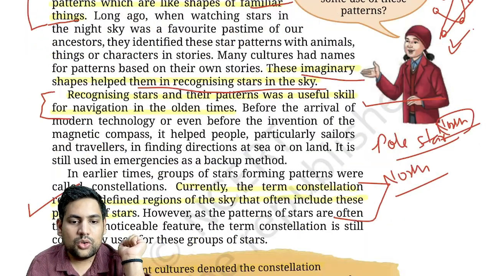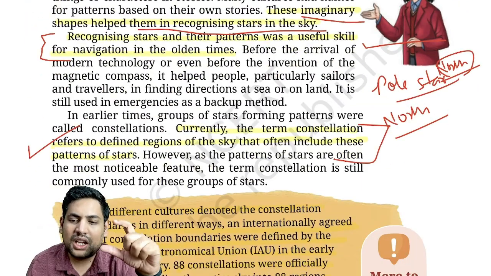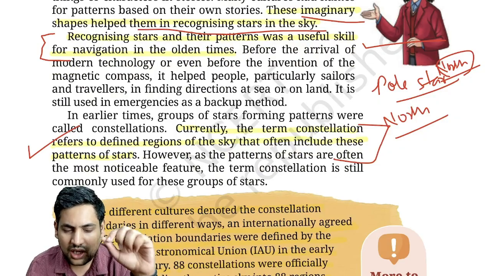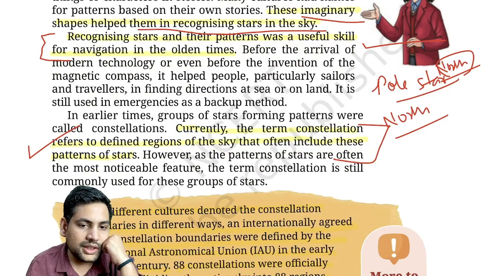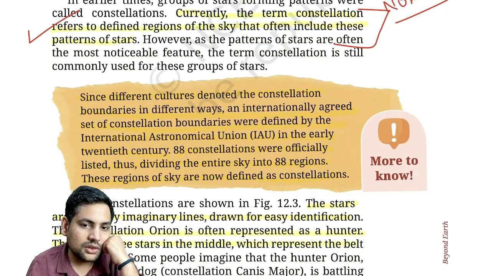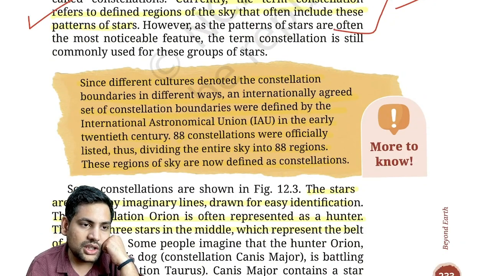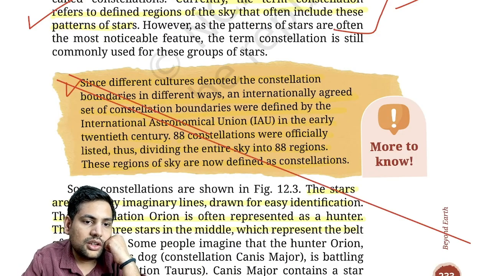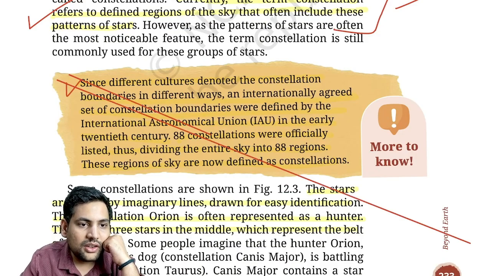So this is no more about a collection of stars, it is about the regions where you find this particular collection. Understood? Then see this. Different cultures denoted constellation boundaries in different ways. We understood this, correct?